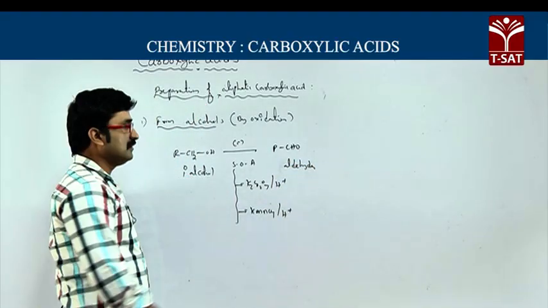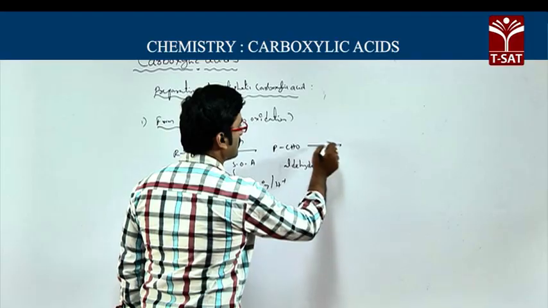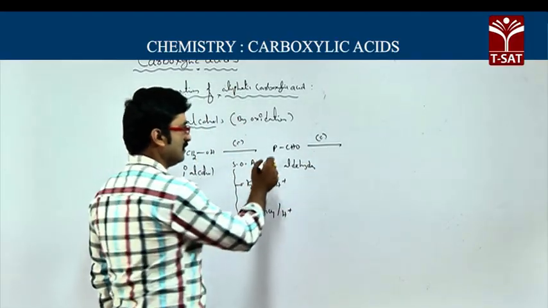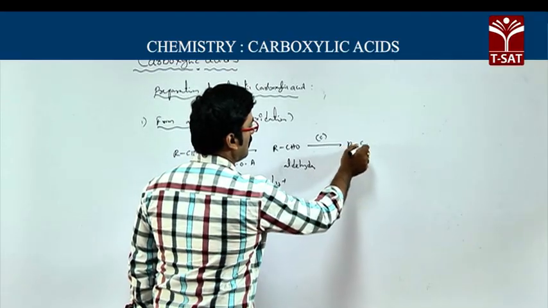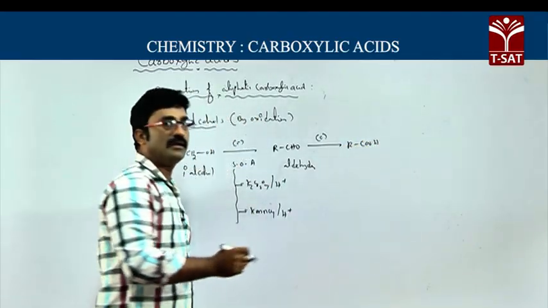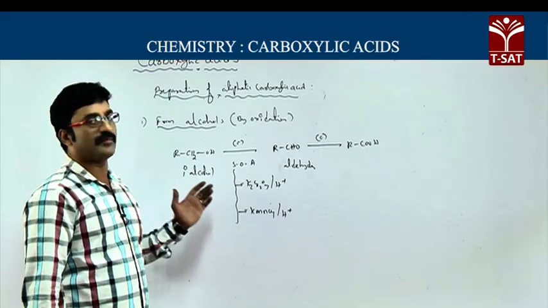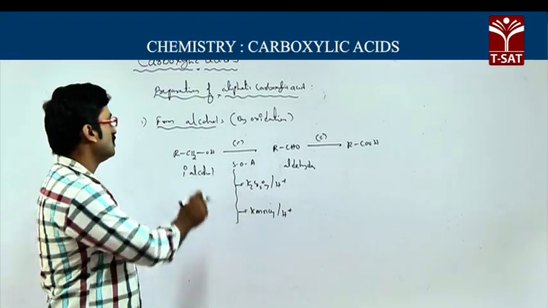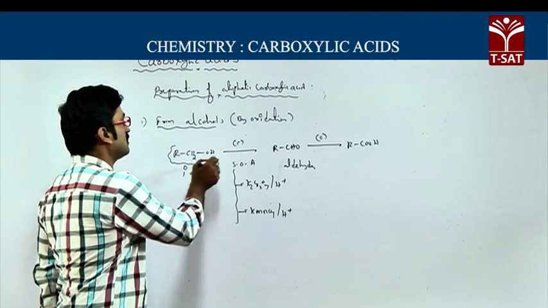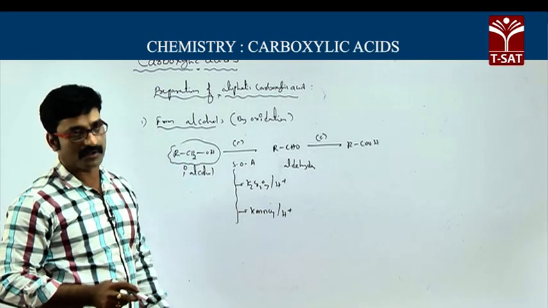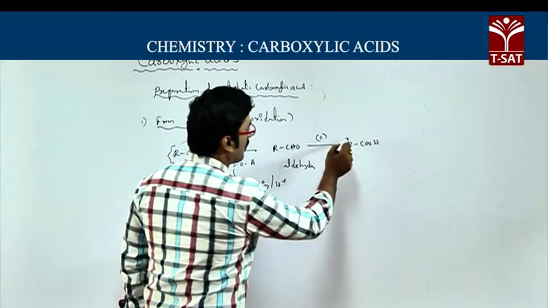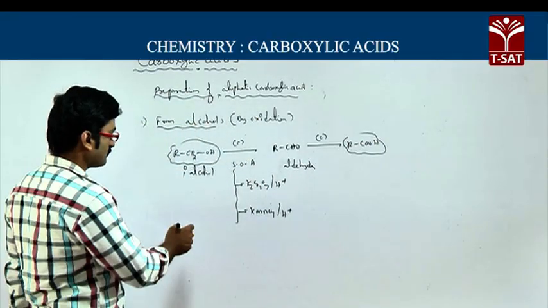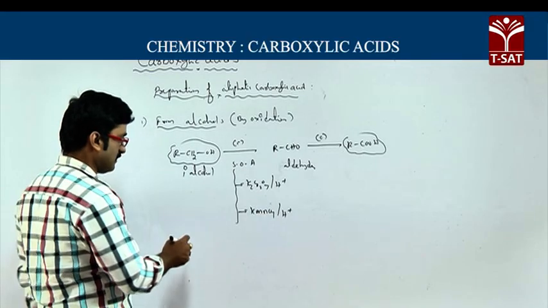Aldehydes. And these aldehydes on further oxidation will give a carboxylic acid having the same number of carbons as in the primary alcohol. So, primary alcohols on oxidation in the presence of a strong oxidizing agent will give carboxylic acids. We will take one example so that you can understand this well.